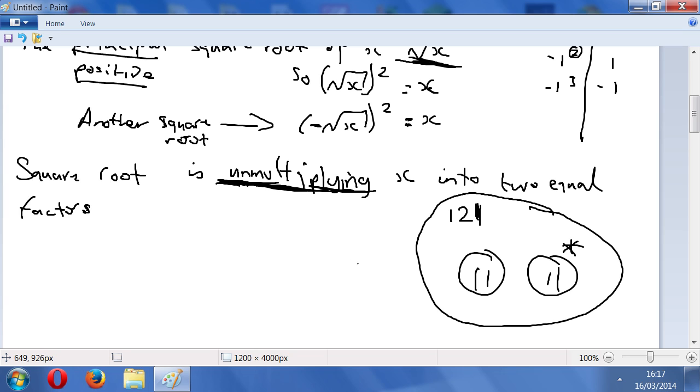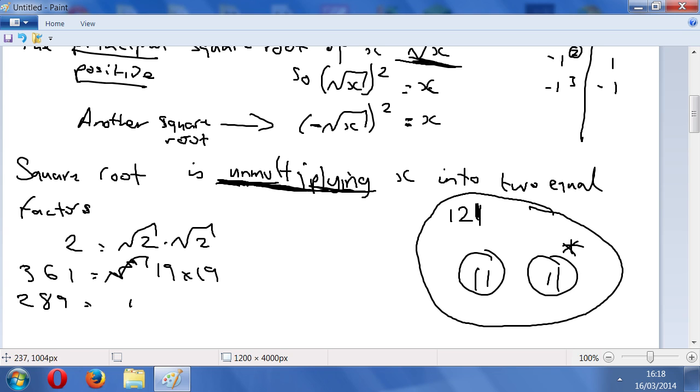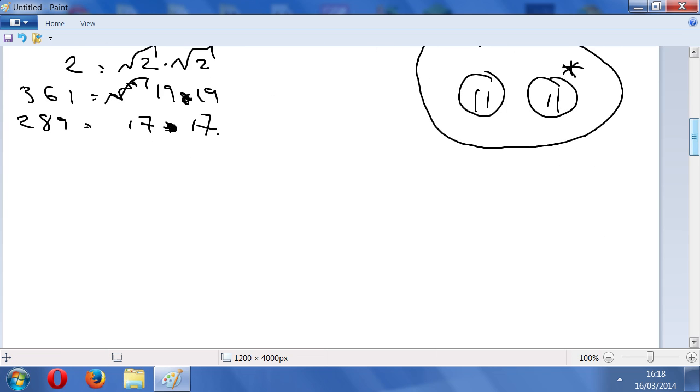All right, so there's that anyway. So 2 is root 2 times root 2. 361 is 19 times 19. 289, 17 times 17, things like that. But that's how it works. All right. So the next thing then is okay.